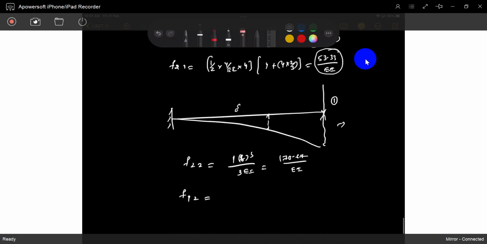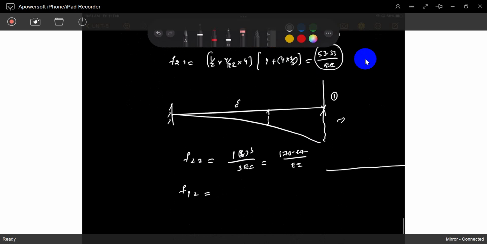Otherwise, you can use the conjugate beam method. The conjugate beam method will come like this. This will come 8 by EI. Here, you can do the conjugate beam method and easily find it out. But there is no need to find it, because both are the same. That's it. Now the flexibility matrix is over.